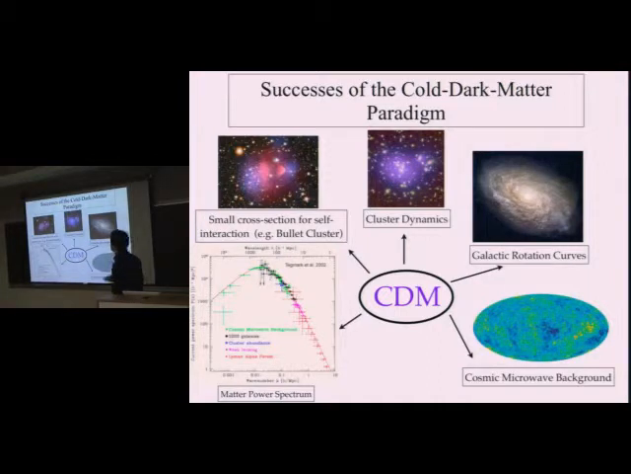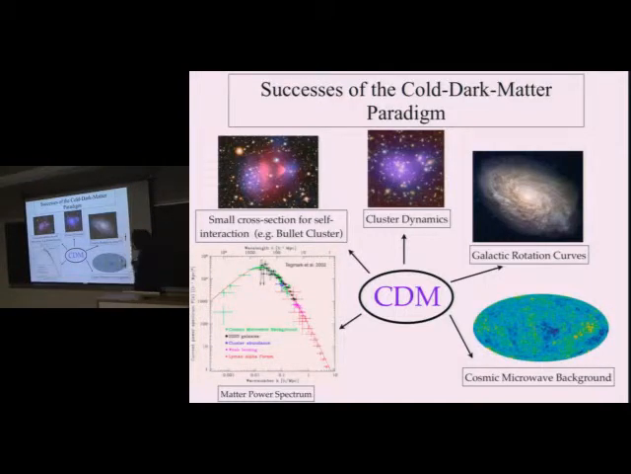which has been extremely successful at explaining various cosmological and astrophysical observations, starting with the cluster dynamics that Zwicky observed a long time ago, and the galaxy rotation curves. More recently, the CMB has led to some very tight measurements on the presence of dark matter, and observations of galaxy distribution in the universe are totally consistent with the existence of cold dark matter. Observations of exotic objects, like the Bullet Cluster, reinforce the fact that dark matter doesn't have much self-interaction. So we have this successful paradigm.